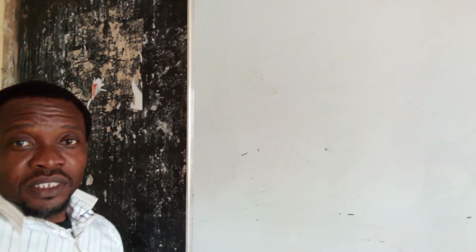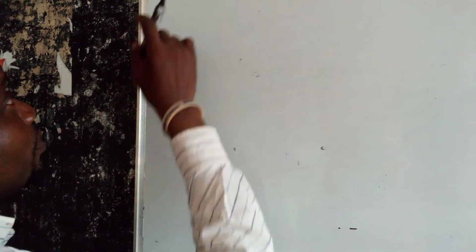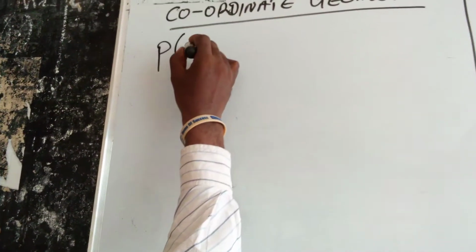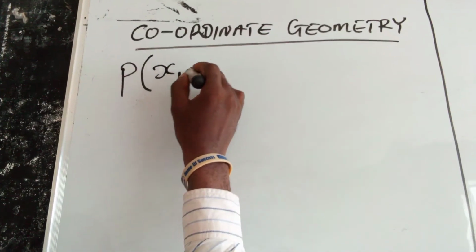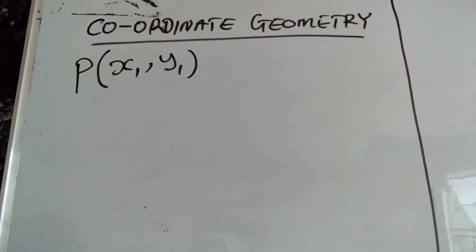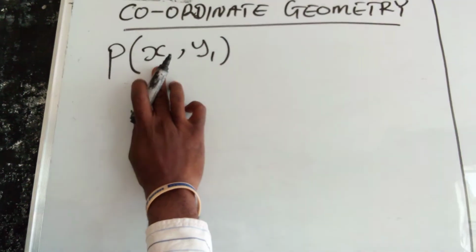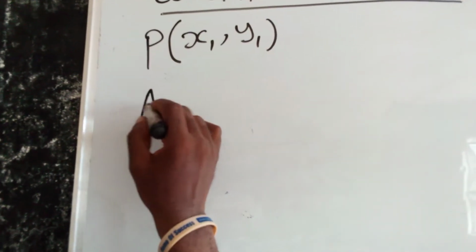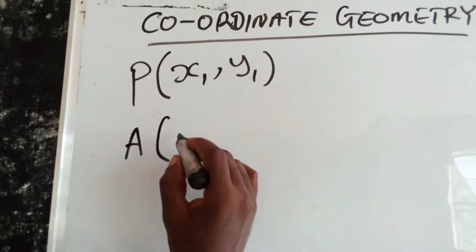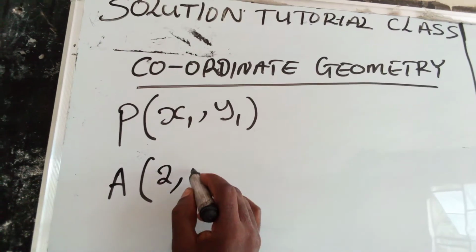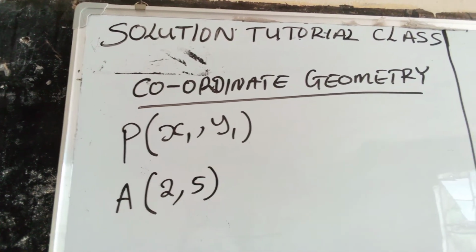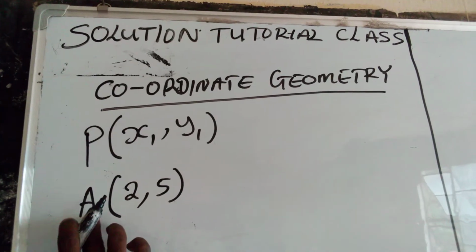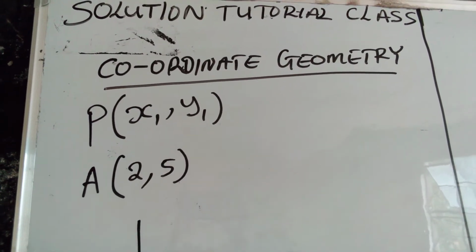Discuss about points. If you want to get any point, let's say point P, you define it by S1 and Y1. S1 stands for the S coordinate and Y1 for the Y coordinate. For example, you have a point A, and A is (2, 5). What does it mean? It means that when you locate this point A, you will come to your graph.